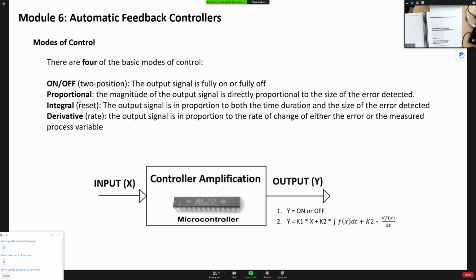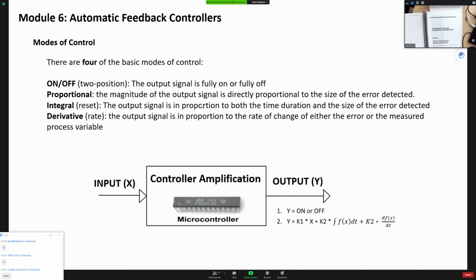Proportional control, the next 3, they consider as continuous control. So the proportional one is the output signal is proportional to the size of the error detected. So the proportional control always needs that error signal to make the adjustment. If you don't have the error, there are not going to be any changes. When you detect an error, the controller is going to send an output signal.